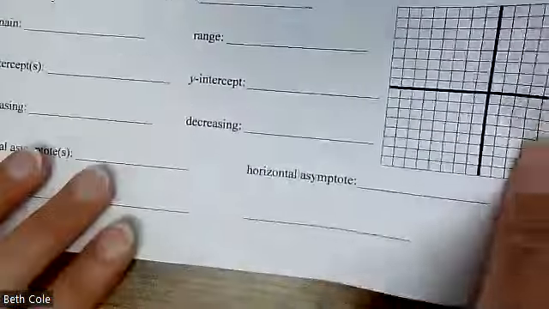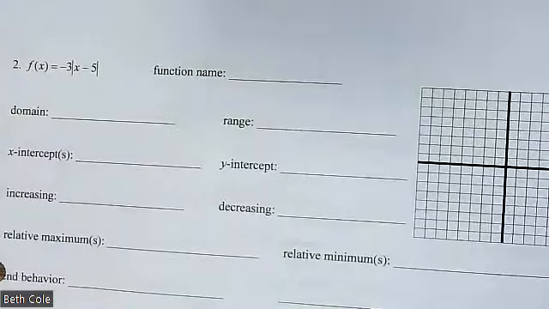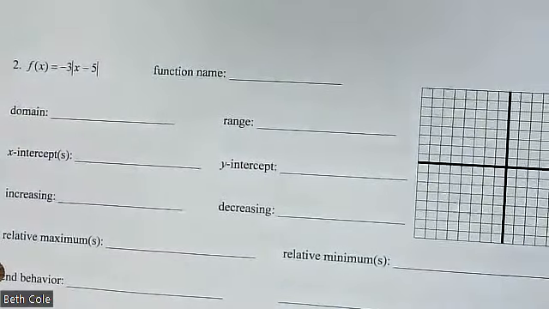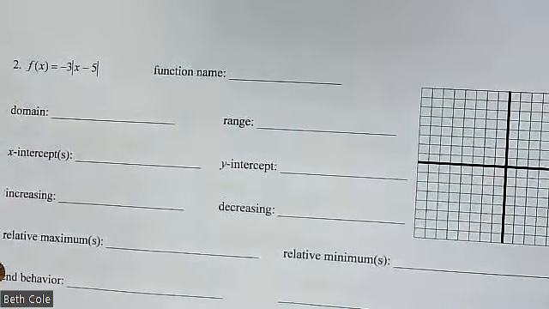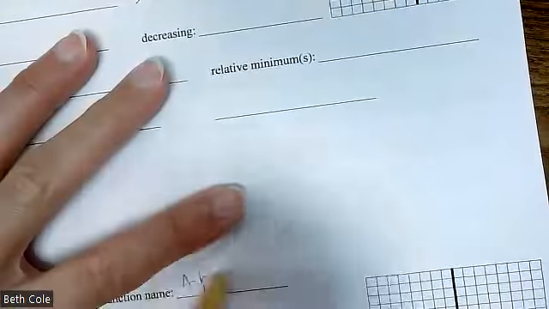So go ahead and flip over. We're going to look at number 2. Oh, whoops, went to the wrong page. So we're going to look at number 2. And what is that one called? Absolute value. All right, so absolute value.